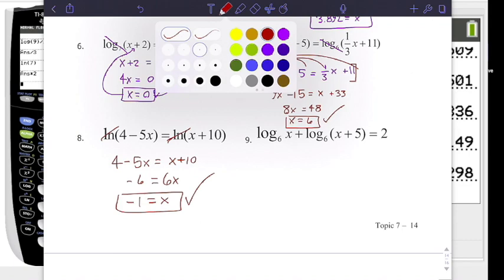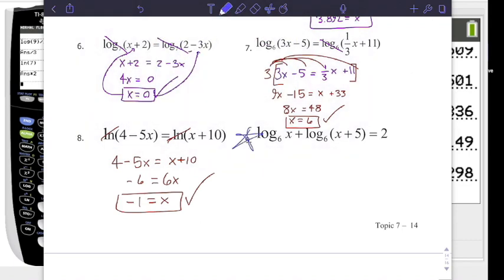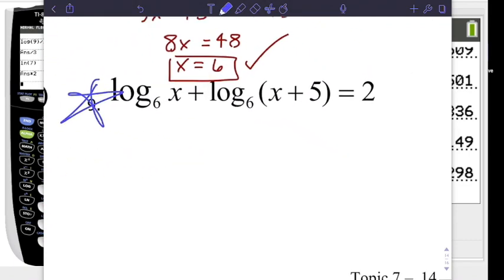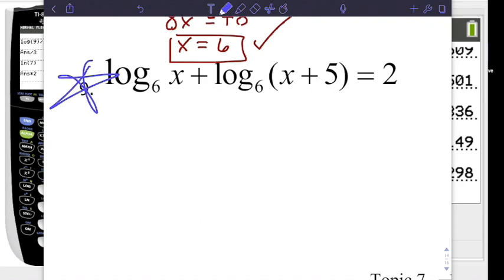Alright, now last one here. This one's kind of a special one, so we're going to put a star next to this one. Notice that you have 2 logs, but they're both together on the same side. So we're going to use one of our properties that we learned from yesterday. We actually have to condense this down to a single log. Can't really do much with 2 logs.